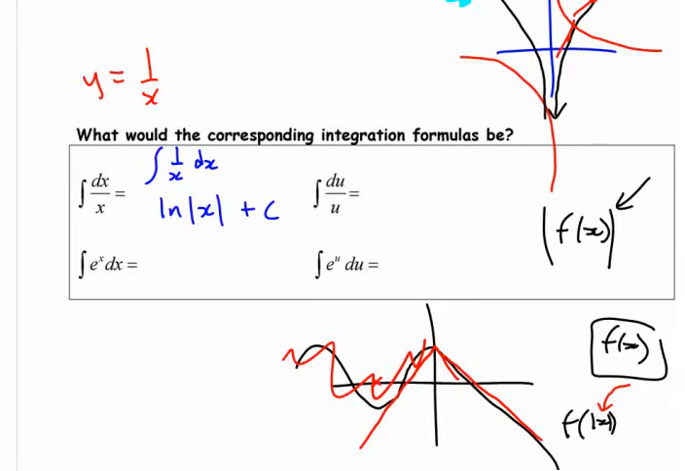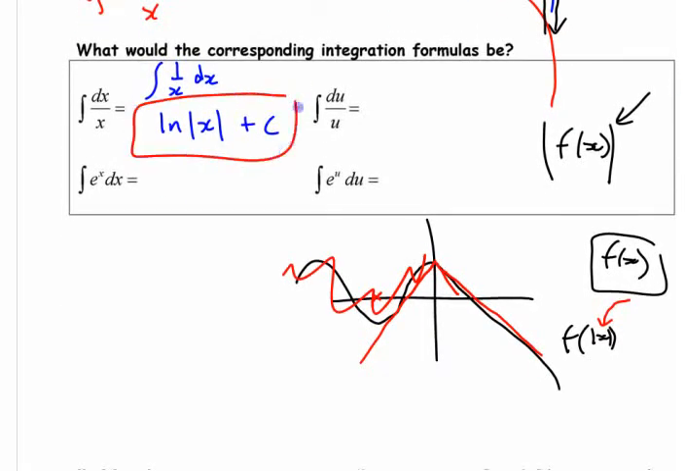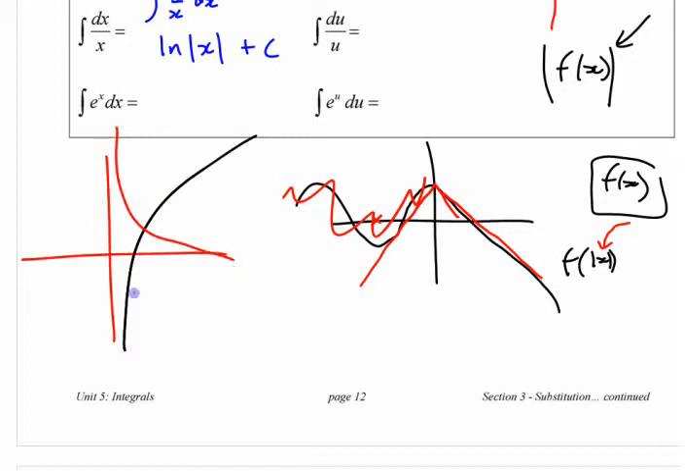I don't want to get too far into this because in the end you're just going to end up memorizing this, that you have to have that absolute value there. Probably the best way just to remember it in simple terms is ln of x is one side only. But 1 over x is on both sides.